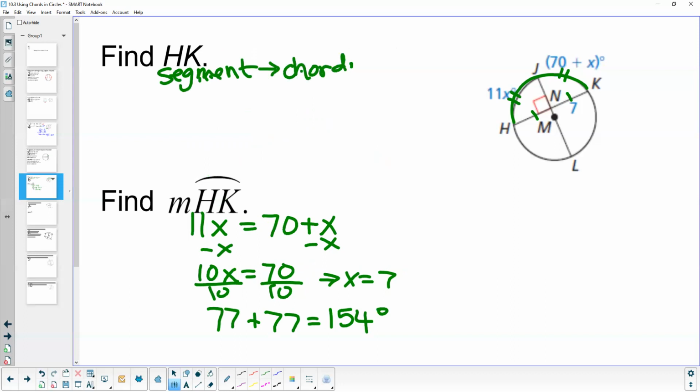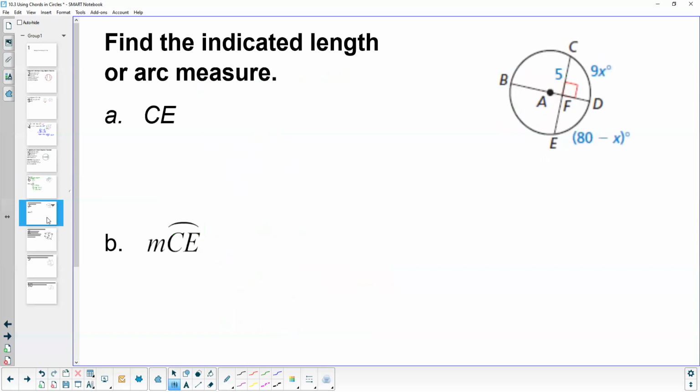So as we mentioned before, because it's perpendicular, that means that our diameter bisects that chord. So if N to K is 7, as we established previously, H to N is also 7, so HK is going to be 14. And then the measure of arc HK is going to be the 154 degrees. So chord HK is 14. Arc HK is 154. Let's take a look at one other example in which we can use this.